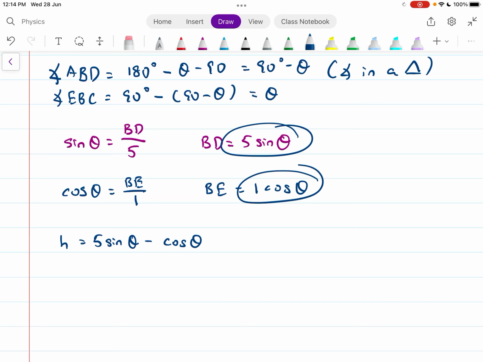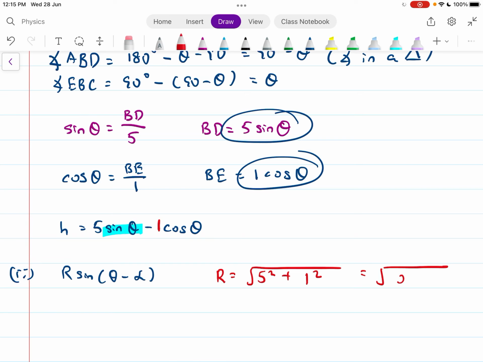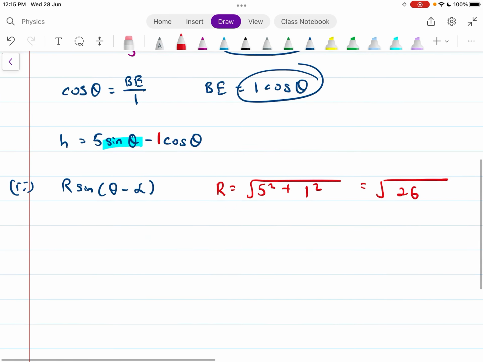Okay, for part B, part 2, they want us to express this whole thing in terms of R formula, which is R sine (theta minus alpha). Why is it sine R formula? Because the sine comes first. First we want to find R. R is equal to the square root of 5 squared plus 1 squared. Why is it 1 squared? You can put negative 1 in brackets squared, it's still 1 squared. So it's 25 plus 1, 26, so square root 26, and you give it in terms of 3 significant figures.